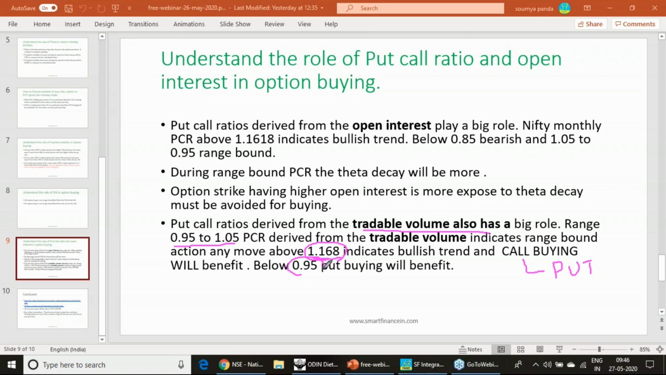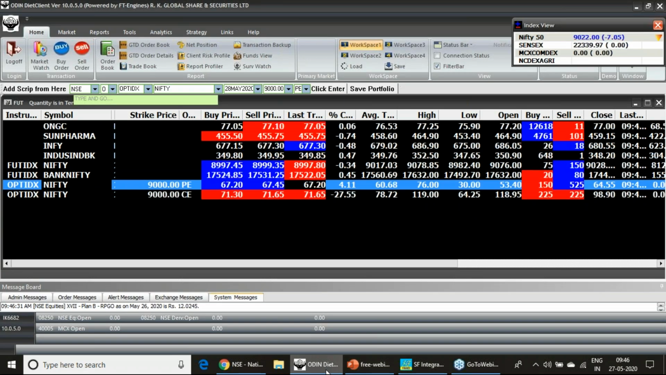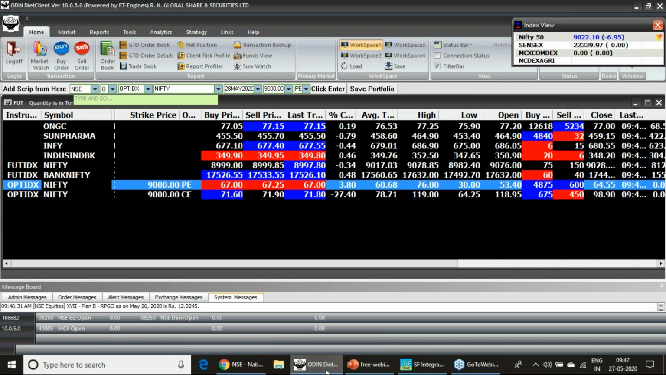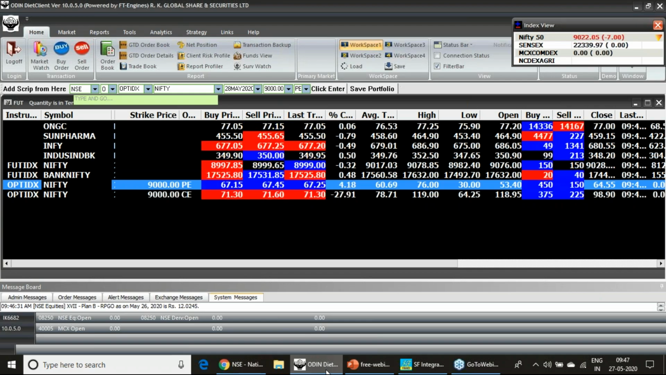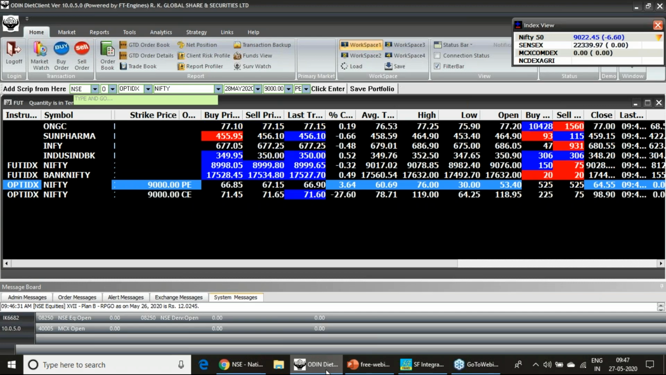Below 0.95, put buying will have the benefit, and this also indicates the call writings are happening. So this is how you can understand what the majority of the option traders are doing now, whether they are call writing or put writing. If you are on their side, you will get benefited from that. If you are in the favor of the direction of the wind, you will be the successful trader.